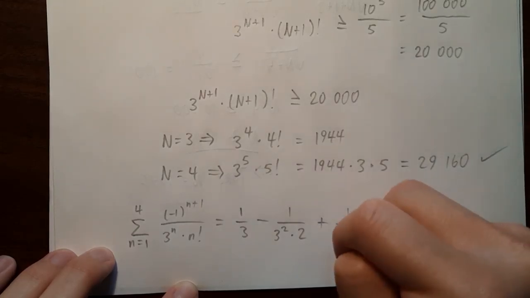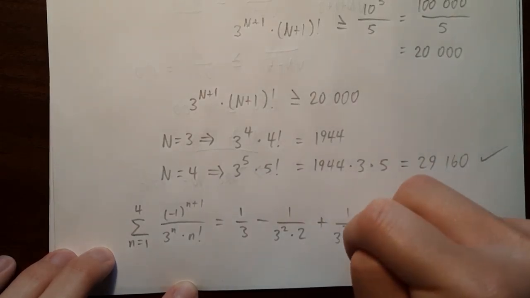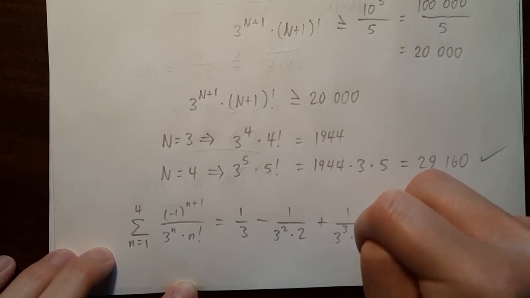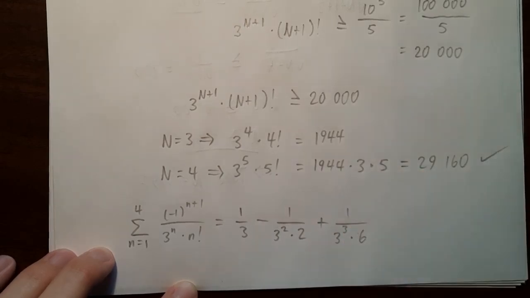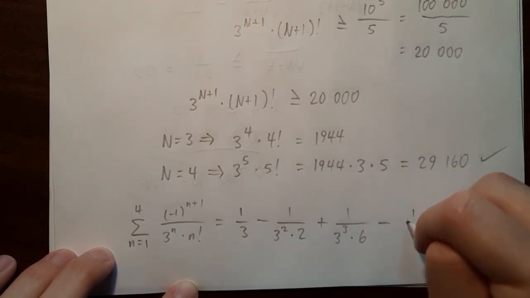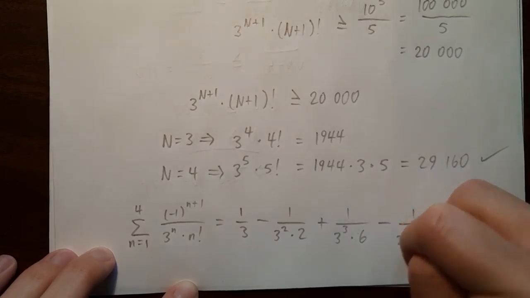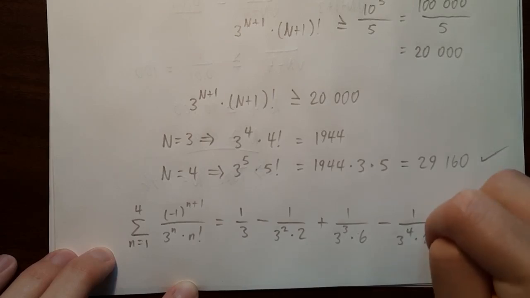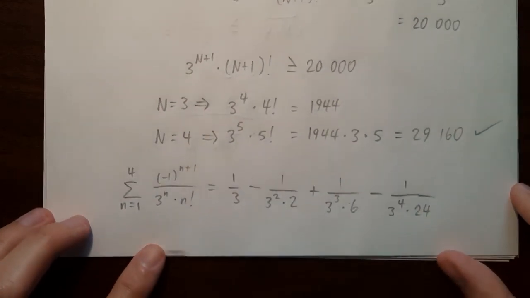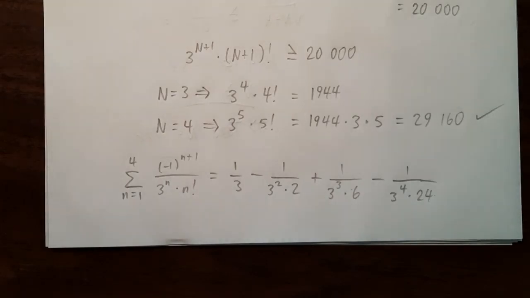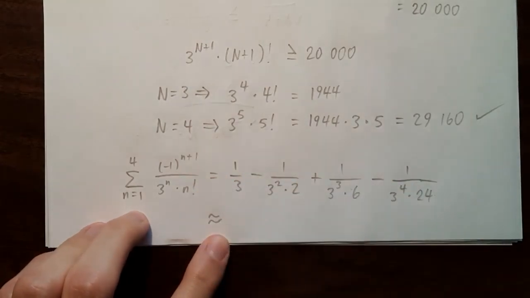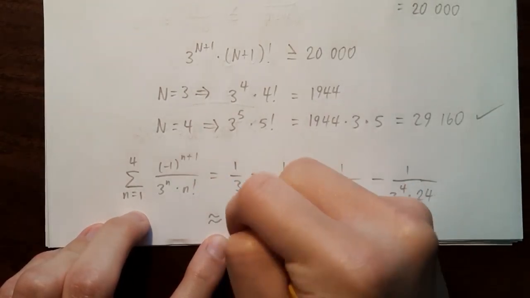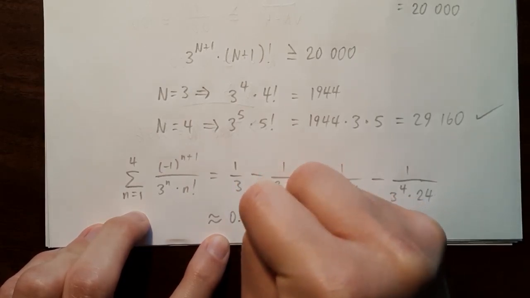All right, next one up is a plus, and we're going to have 3 to the 3 times 3 factorial. And 3 factorial, I think, is 6. 3 times 2 times 1. And one more term to go, the 4th term. 1 divided by 3 to the 4 times 4 factorial, which is 24. All right, so there we have it. And if you go and throw that into your calculator, you can approximate this as being 0.28344, just about.